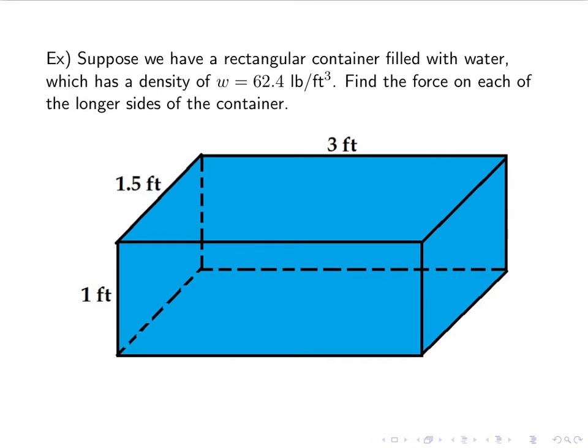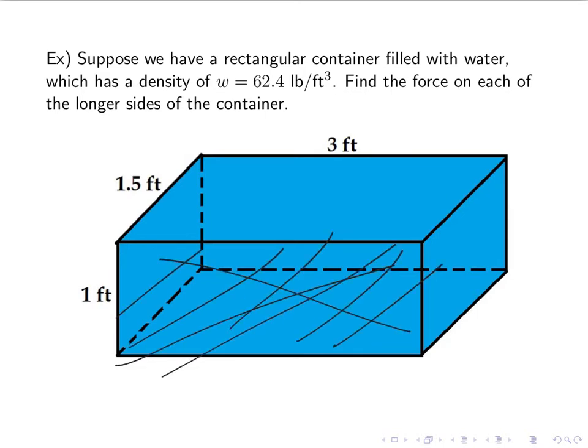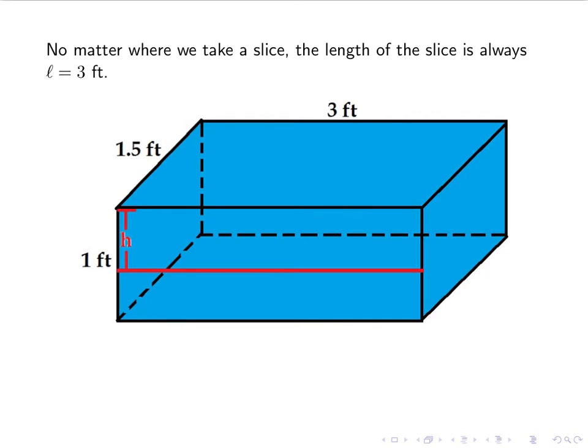So suppose we have a rectangular container filled with water. Water has a density of 62.4 pounds per foot cubed, and we're going to find the force on each of the longer sides of the container. So we're looking at the force on one of these sides here. So what we're going to do is take a small slice, so I've colored that here in red, and no matter where we take a slice, the length of that slice is always the 3 feet, because that length is always the length of the box, which we said is 3 feet. So L is 3, so that's really nice.